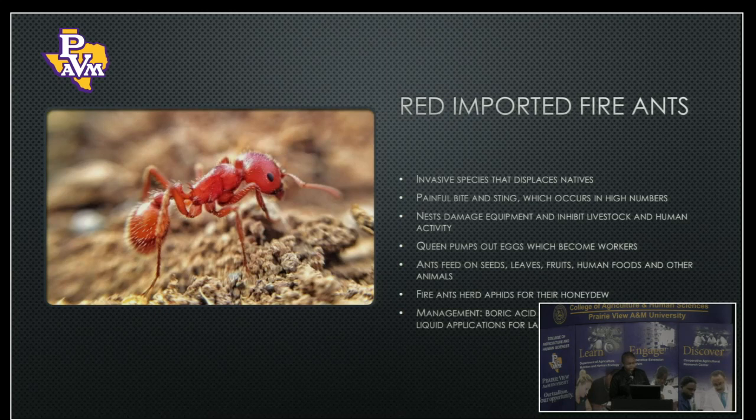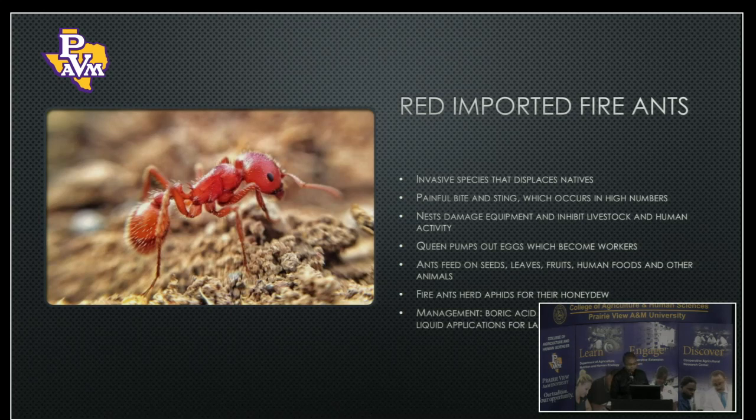All right. Red imported fire ants. Everybody here is familiar with those, and we all hate them. So we have to talk about them. They are an invasive species, and they displace natives because they're aggressive. Any other ant colonies, they'll actually invade those colonies and take them over.